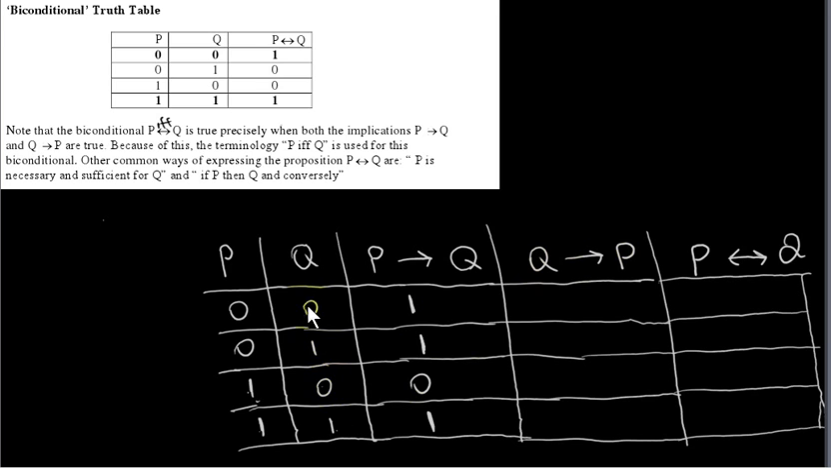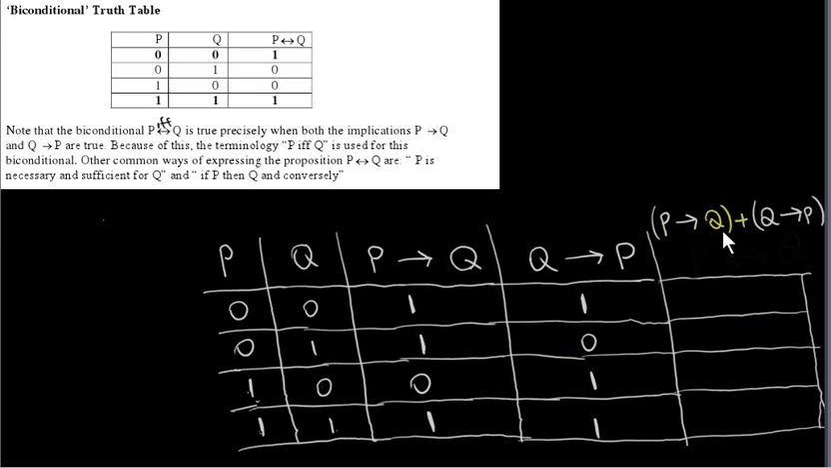If Q is false, then Q implies P is true, as it is for this first row. It's false here as well. And Q implies P is true if Q is true and P is true. And here we have the 1, 0, 0 situation. Q is true, P is false, so Q implies P is false.